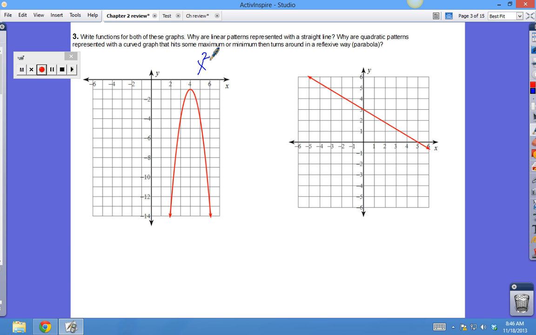So anytime you square something, if you start off with the basic x squared, if you do 2 squared, that's going to give you 4. But there is another number that will give you the same answer, and that is negative 2 squared. If you do negative 2 squared, that will also give you 4. So you're getting the same answer by plugging in totally different numbers.